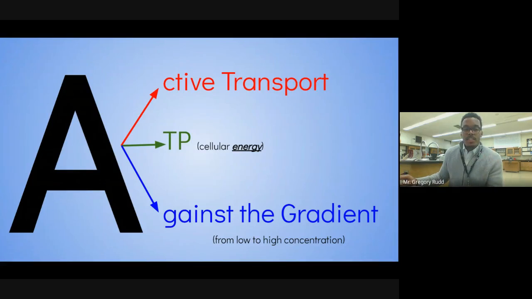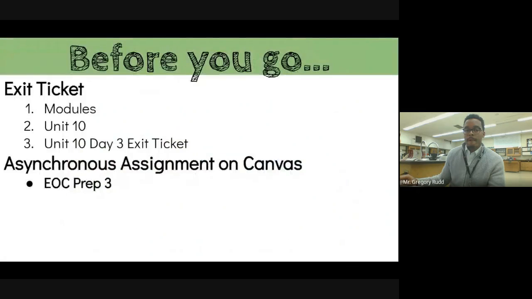And the way that it's easier to remember this is by thinking of the 3 A's. Active transport requires ATP to move things against the gradient from a low concentration to a high concentration. Active, ATP, against the gradient. Okay.